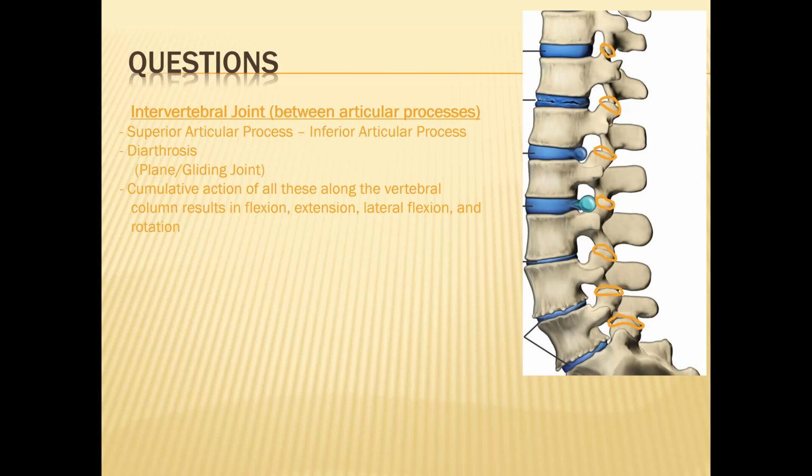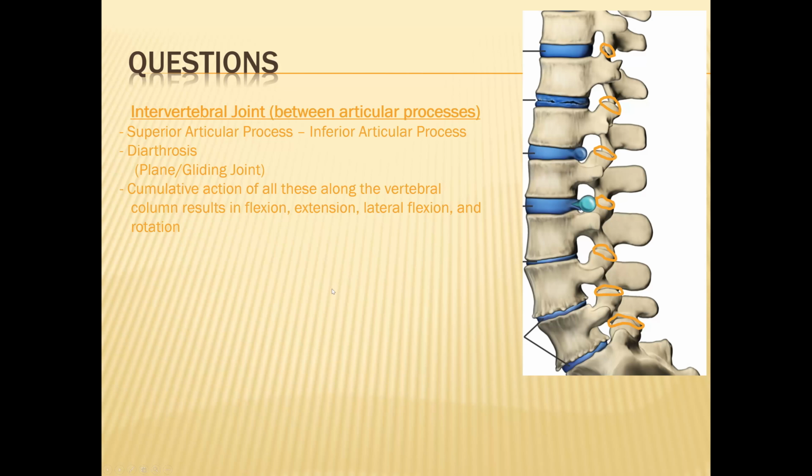Now normally these types of joints don't allow much movement, but the cumulative action of all of these gliding joints up and down the vertebral column gives the vertebral column more motion than you would usually expect. So the cumulative action allows your vertebral column to flex, extend, do lateral flexion, which is bending side to side, and rotation.